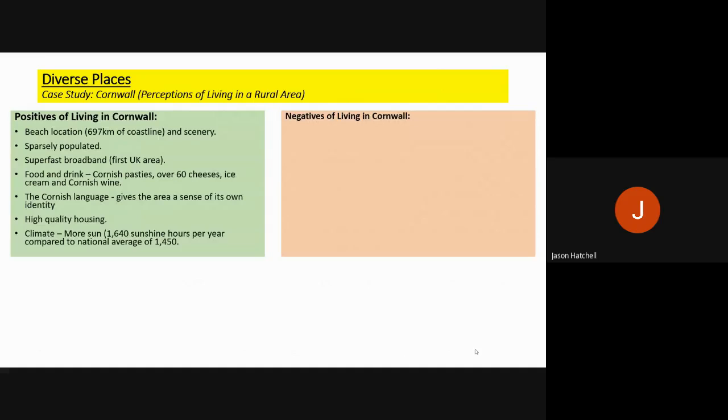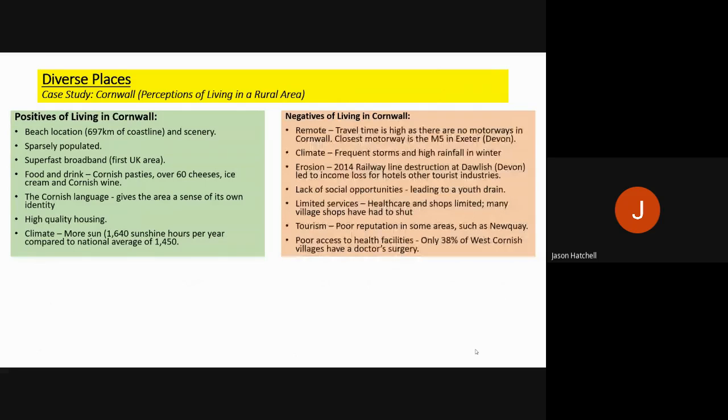It has its own language too. It has high quality housing with lots of space around it. And its climate sees more sun on average than the national average. So 1,640 sunshine hours a year compared to 1,450 in the UK average. So they're all positive. It can also be seen as a negative place to live.